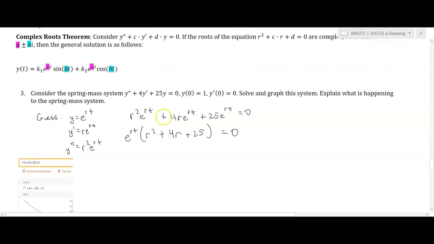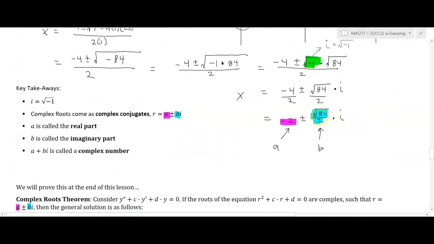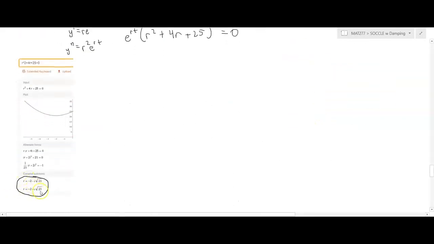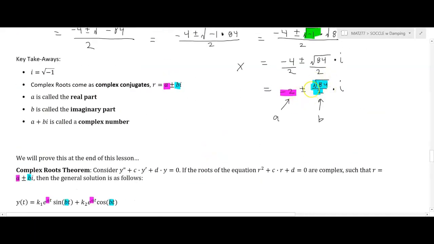Now this is the same equation that we were solving up here. We were just using x. We didn't quite get the same answer, which is sort of odd. They came up with -2 plus or minus the square root of 21 times i, but we came up with -2 plus or minus the square root of 84 over 2 times i.